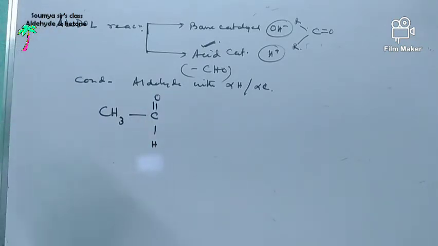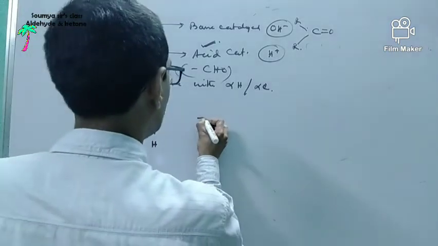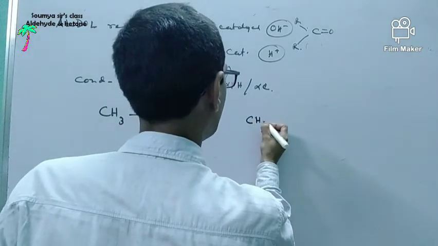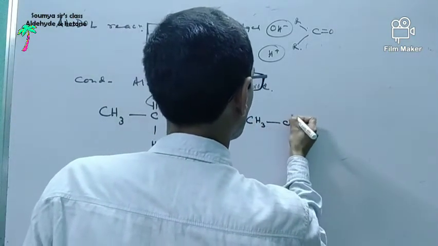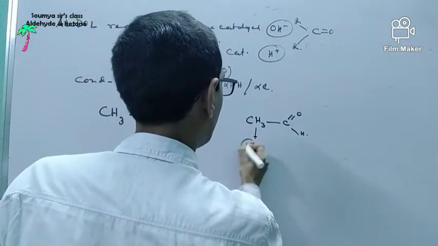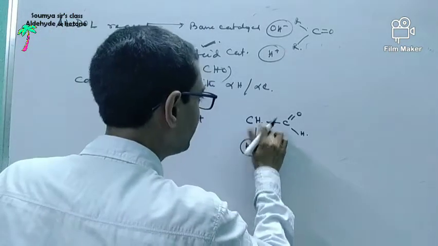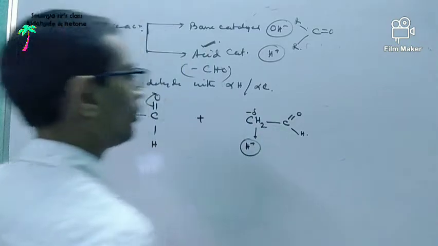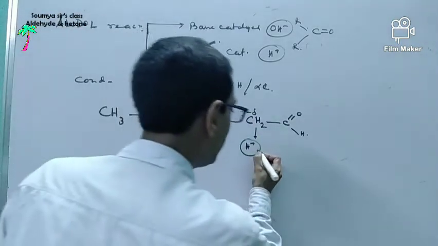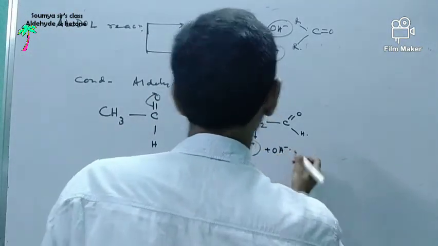CH3 CHO, the oxygen takes as usually the electron, and another aldehyde has alpha H with the aldehyde group. The alpha H plus splits from the aldehyde. The remaining aldehyde becomes CH2 minus tail, or carbanion. The H plus combines with the OH minus.